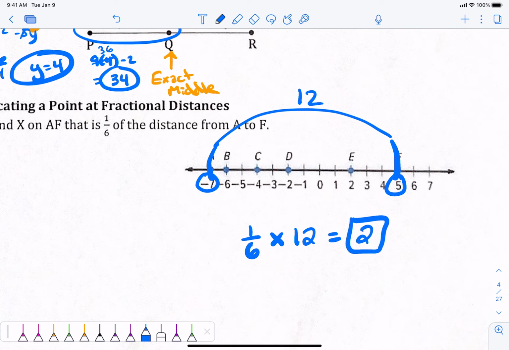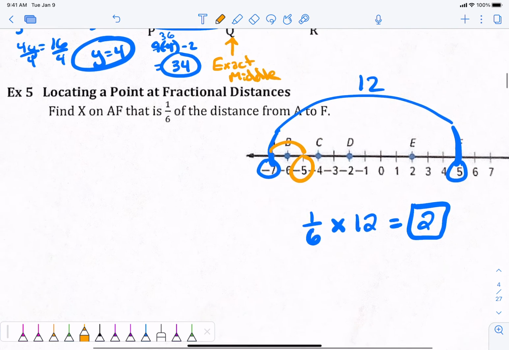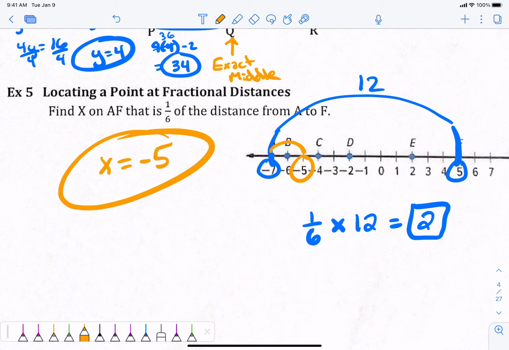So basically they're saying it's 2 units away from one of these points, all right? And it says it is a sixth of the distance from A to F. So is it closer to A or is it closer to F? It's closer to A. It's 2 points away from A, right? Okay, so he is going to be at -5. So X is going to be at -5. Does that make sense? Yeah, makes sense.